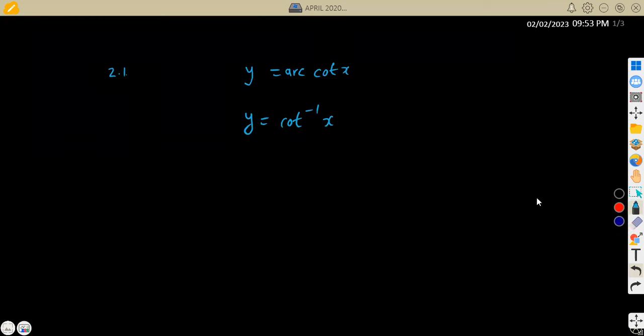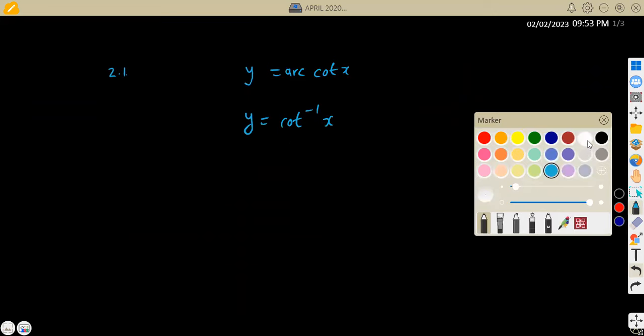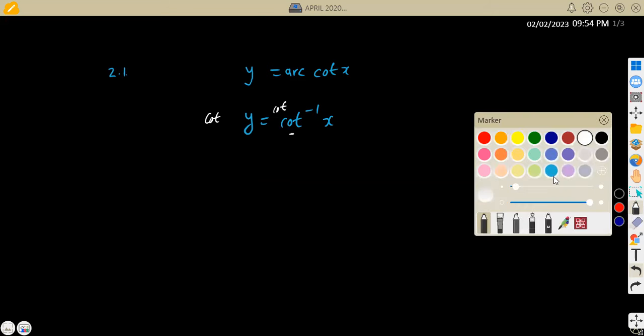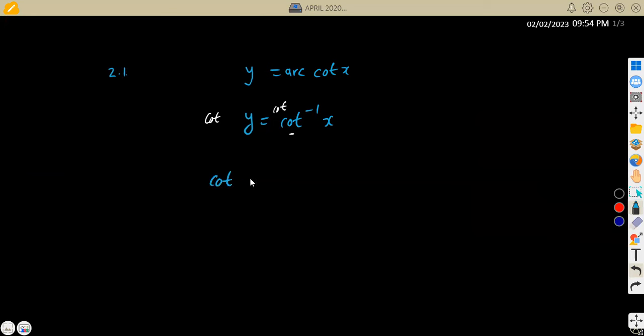So remember that for you to find the value of x, to remove this arc cot, we just introduce the inverse, which is cot, on both sides. So the moment we introduce cot on both sides, we remain with the cot of y, which is equivalent to x. The cot and the arc cot cancel, which means you're going to remain with x. So x is equivalent to cot of y.